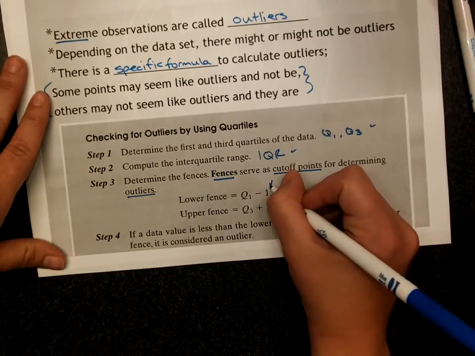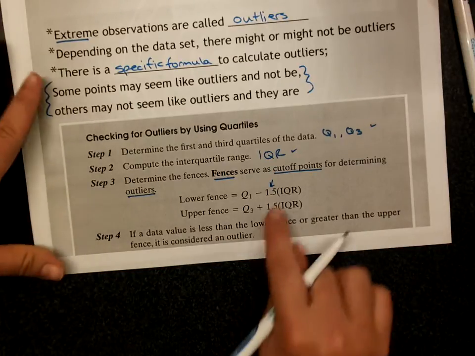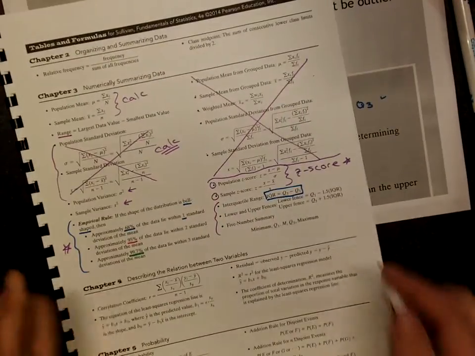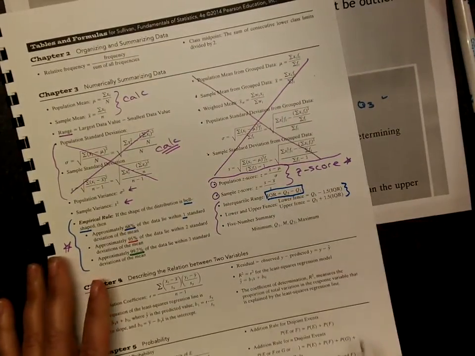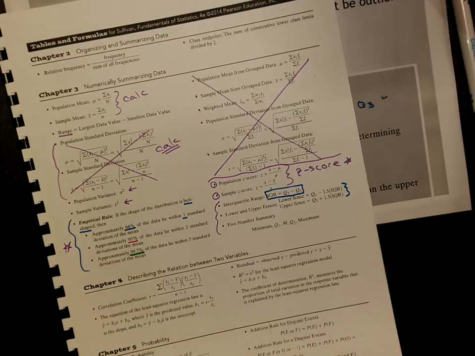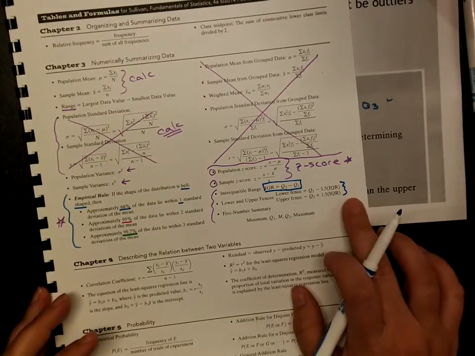Now 1.5 was decided upon using some calculus, which we're not going to get into. And these two formulas you do not have to memorize. Once again, they are right there in your formula chart. So very little memorization in this class. It's more about understanding what these numbers represent. So there's your fence calculations.